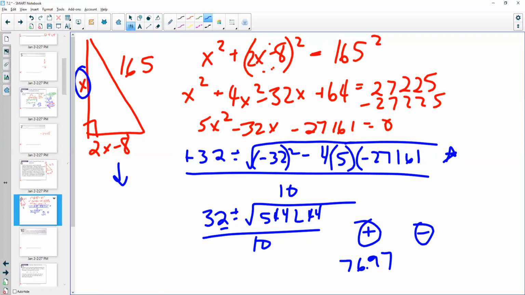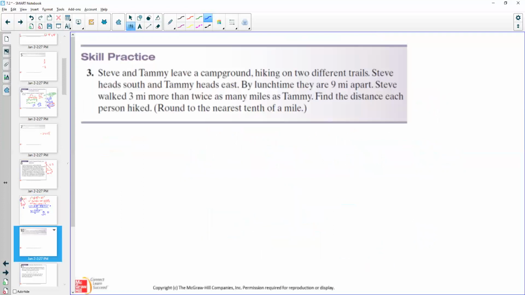All right. This is another similar problem. First, you need to draw the picture. Then you need to find the answer. The answer for this one should be, give or take, round to the nearest tenth of a mile. Let's read it. It says Steve and Tammy leave campground hiking on 2 different trails. Steve heads south. Tammy heads east. By lunchtime, they're 9 miles apart.